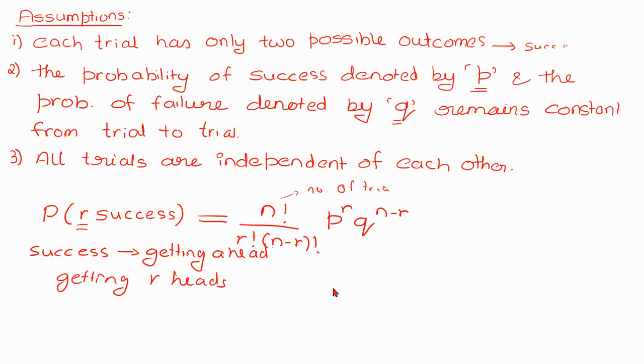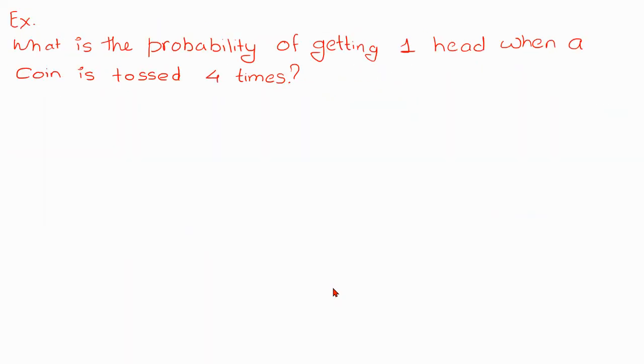Okay, let's go to a proper example. Such a simple example won't appear in the exam. Now see the question, the most common question of this type. What is the probability of getting one head when a coin is tossed 4 times? Now, a coin is tossed 4 times. That is the trial. What is the experiment? The experiment is tossing a coin. And how many times is it tossed? 4 times. That means the number of trials, n, is equal to 4.